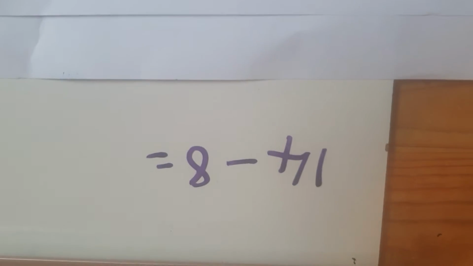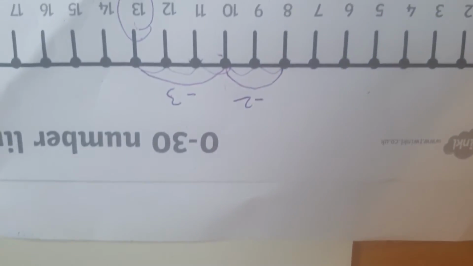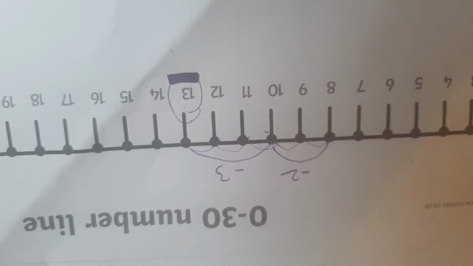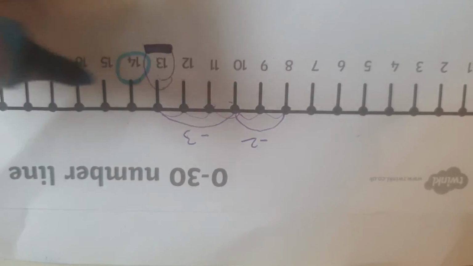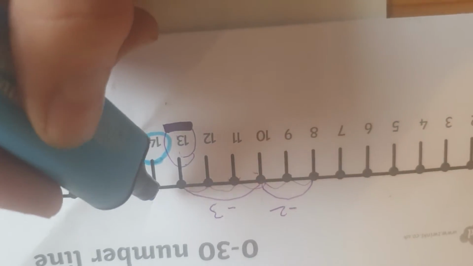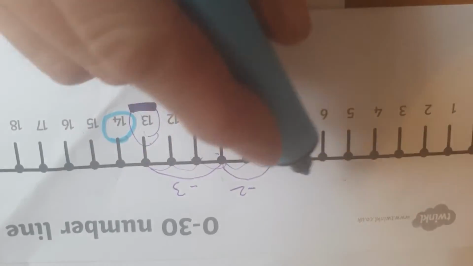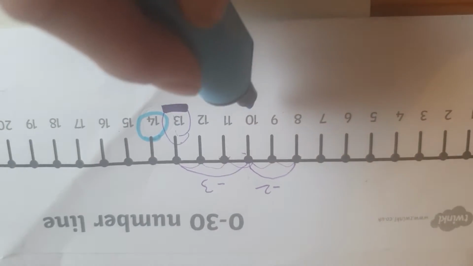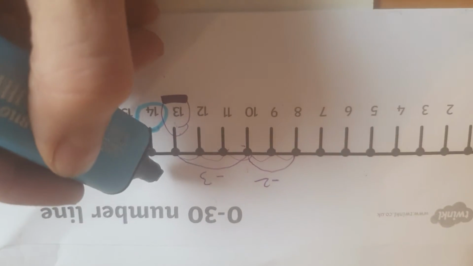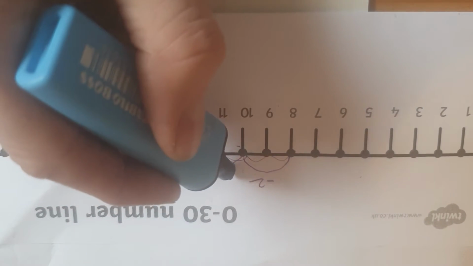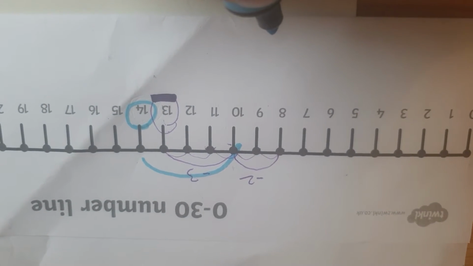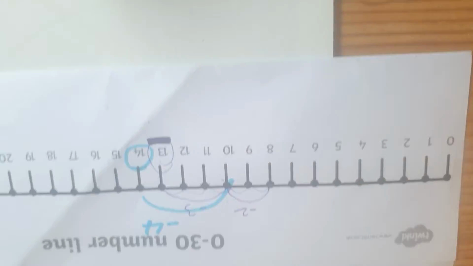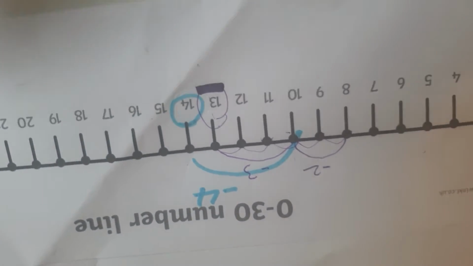Okay, so how about if I did 14 take away 8? Okay, so 14, and then take away 8. Now, if I took away individual ones, I'd be there forever. So what I want to do is 14, and I want to go back to my 10 first. So I'm going to count back how many until I get to 10? 4. Okay, so I've taken 4 away.